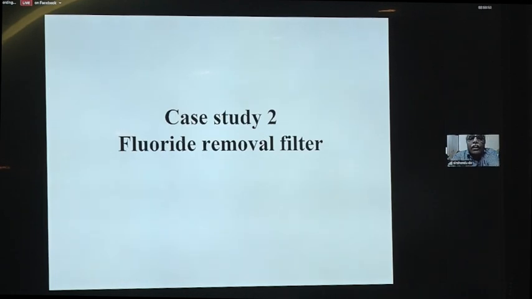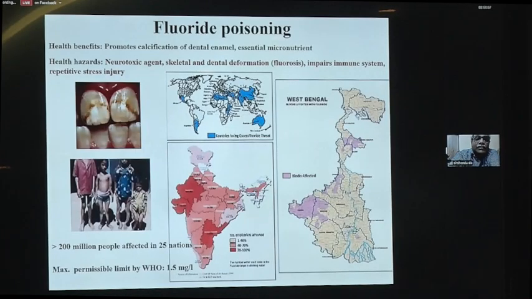Next case study, I will be talking about the fluoride removal filter. As Professor Roy Chaudhary pointed out, in those districts or blocks where the arsenic contamination was not there in the groundwater, the fluoride contamination is there. I think this has already been talked about by Professor Roy Chaudhary. 5 districts in the western and northern part of West Bengal, and several states like Rajasthan, Telangana, Andhra Pradesh, Gujarat, some parts of Haryana, Uttar Pradesh, even Jharkhand and northeastern states, have fluoride contamination. As we already know, there are 2 types of fluoride effects: skeletal and dental fluorosis.